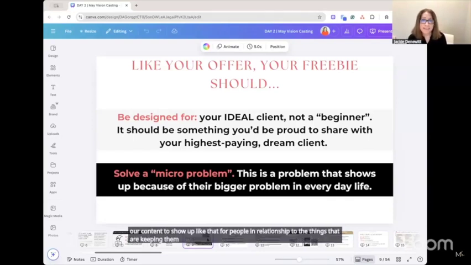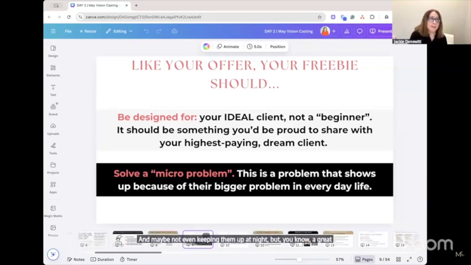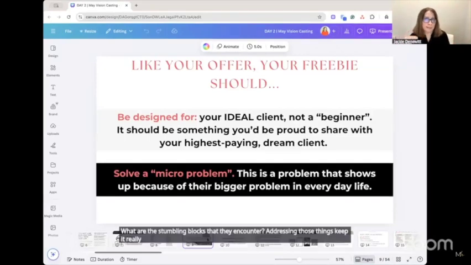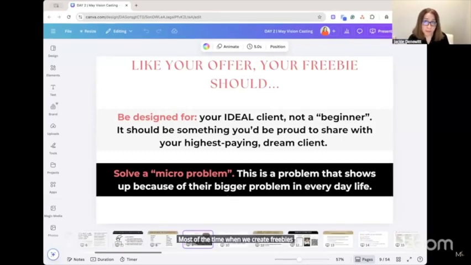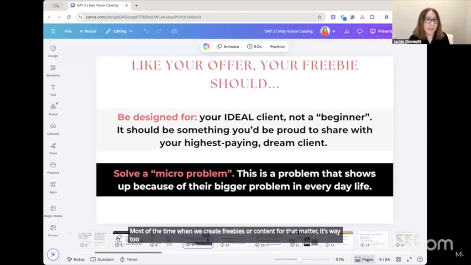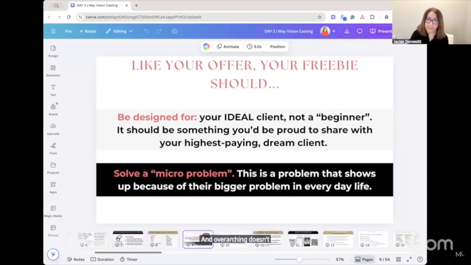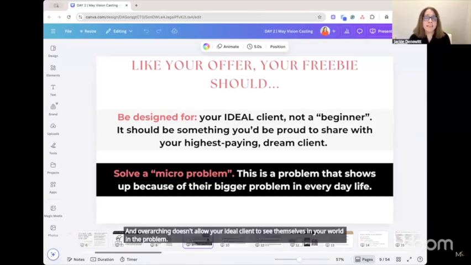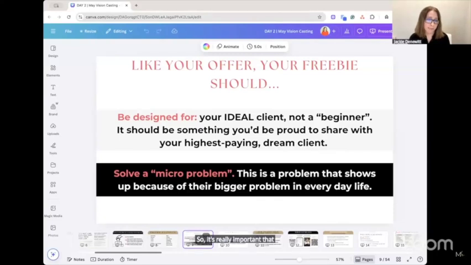We need our content to show up like that for people in relationship to the things that are keeping them up at night, and maybe not even keeping them up at night. A great exercise to think about is your ideal client from the moment they wake up to the moment they go to bed. What are the things that they encounter? What are the stumbling blocks that they encounter? Addressing those things, keep it really to the point for this person. Most of the time when we create freebies or content for that matter, it's way too overarching. And overarching doesn't allow your ideal client to see themselves in your world, in the problem. So it's really important that you understand what these micro problems are.